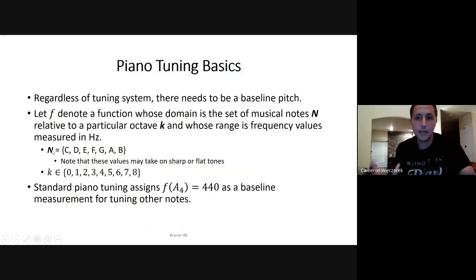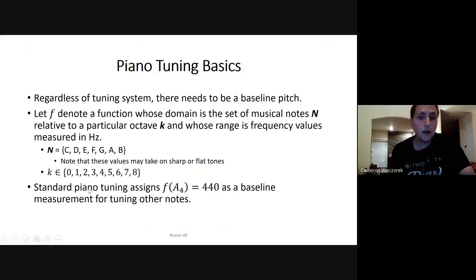So N, this set that we're defining, can take on any of the notes C, D, E, F, G, A, or B, and it could also take on sharp or flat values of those notes. So essentially you have 12 options, because there's 12 notes within the octave. And K can range from 0 to 8, since we're dealing with all of the different octaves on the keyboard. So 0 through 8.